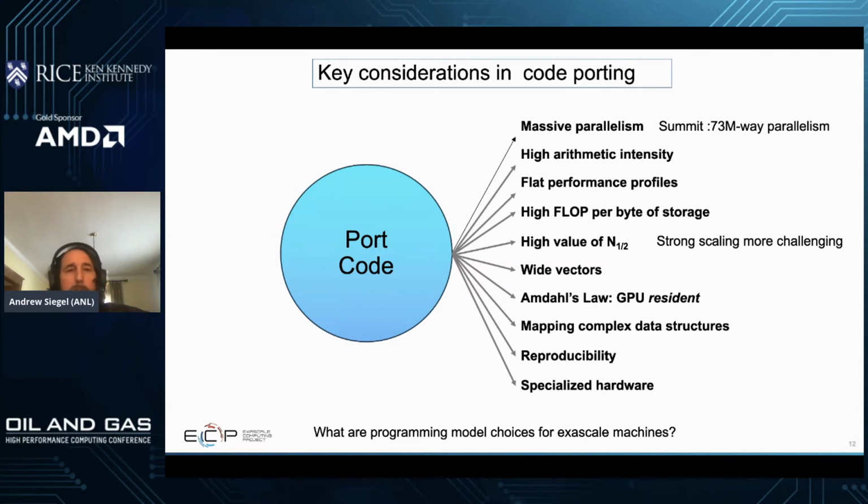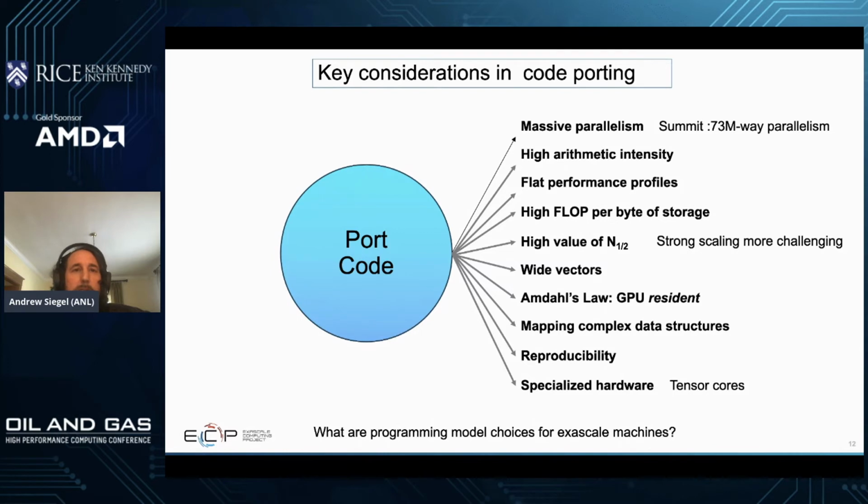And then, of course, there is specialized hardware that isn't designed for a lot of the HPC workflows, but more and more of it is focused on data and learning. How much more broadly can it be used? All right, so let me talk now about, I'll point to the tensor cores as an example, what are the programming model choices for exascale machines?